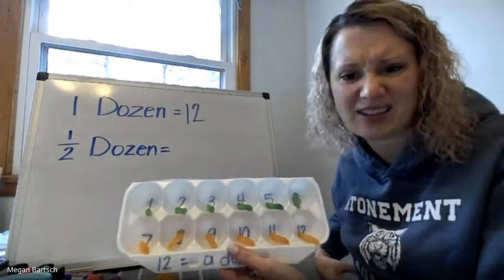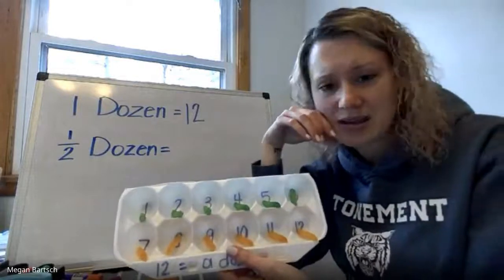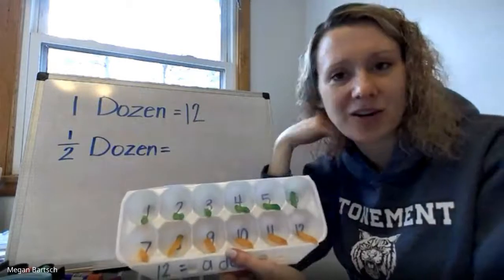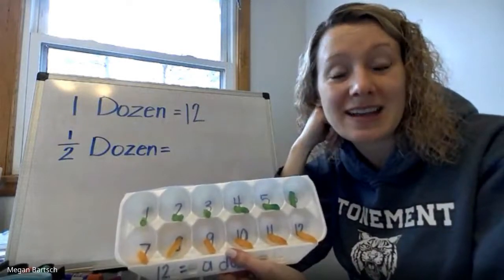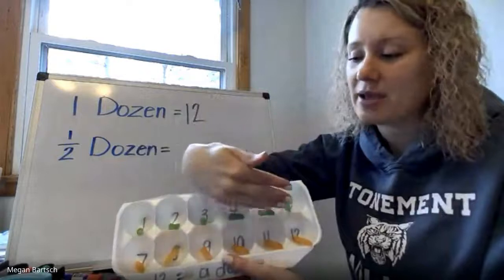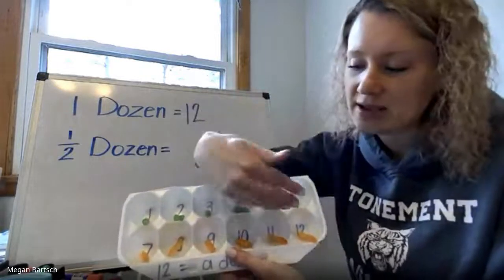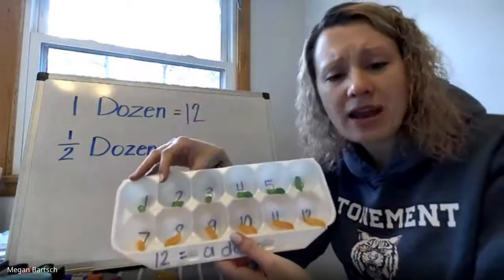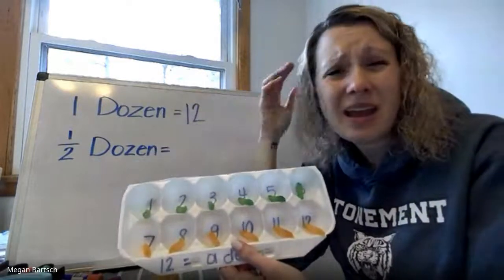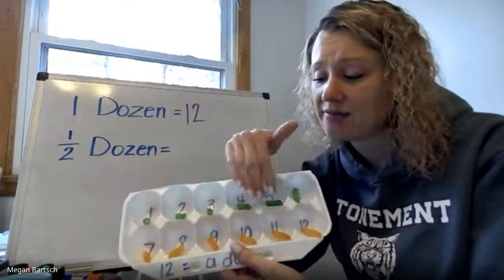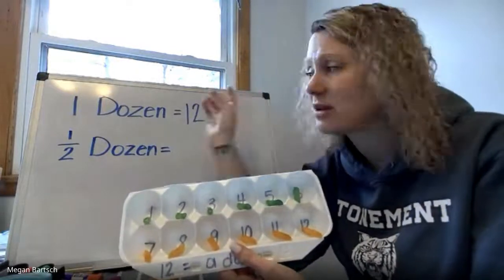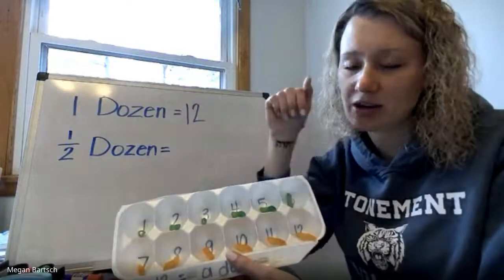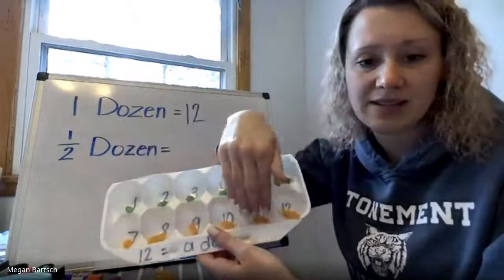Well, hopefully no eggs that you ever buy at the store are green. But look, I have a line of symmetry down my egg carton, don't I? I cut my egg carton in half. So the top half, I have green eggs, and the bottom half, I have yellow eggs. So I want to know, maybe I only want to buy half a carton of eggs. Maybe I only want to buy a half dozen. So half of my dozen are green. Half of my dozen are yellow.